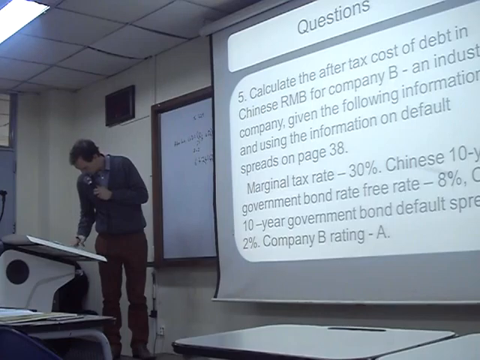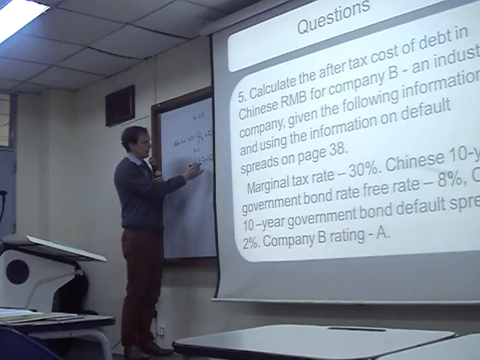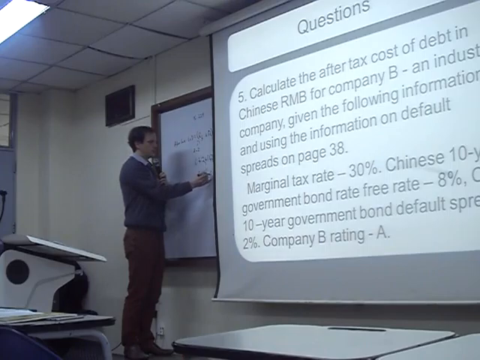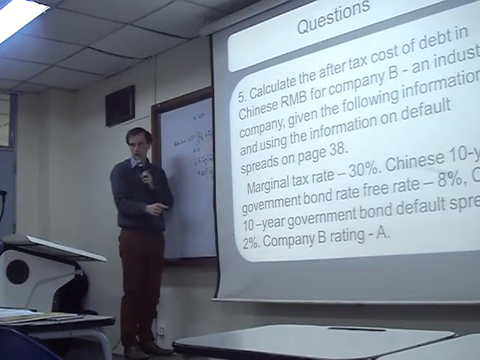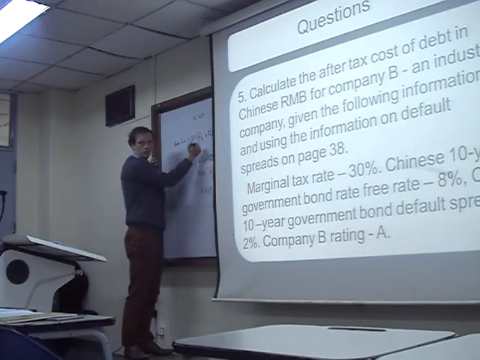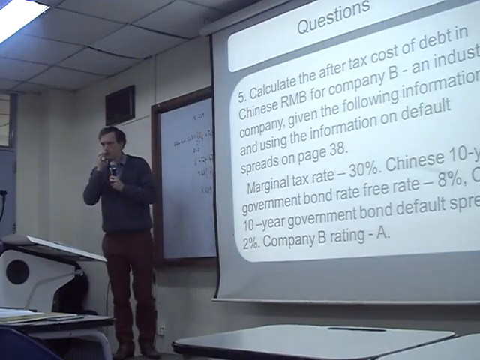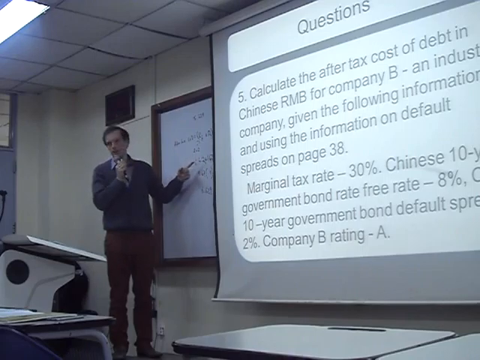10 year, A, yes, okay? So that's 8, 9.47, multiplied by 0.7, because we have to allow for the tax benefit. So what's this? 6.629. What was your mistake? You didn't add in the country premium. So we took that away, and then we added it in again.